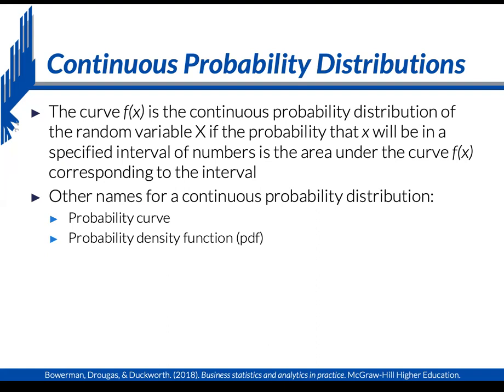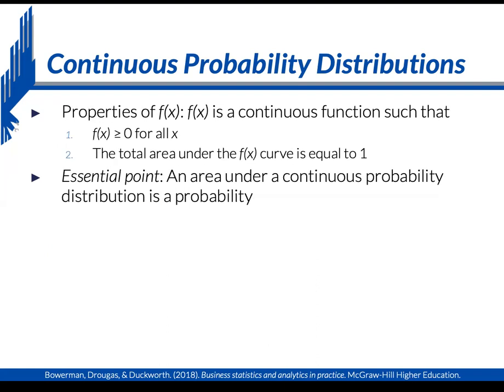And from elementary probability theory, you should know that continuous probability distributions are also known as probability curves or probability density functions, or PDF. Continuous probability distributions have the following properties. First, f of x is greater than or equal to 0 for all values of x, and the total area under the continuous probability distribution f of x is equal to 1.